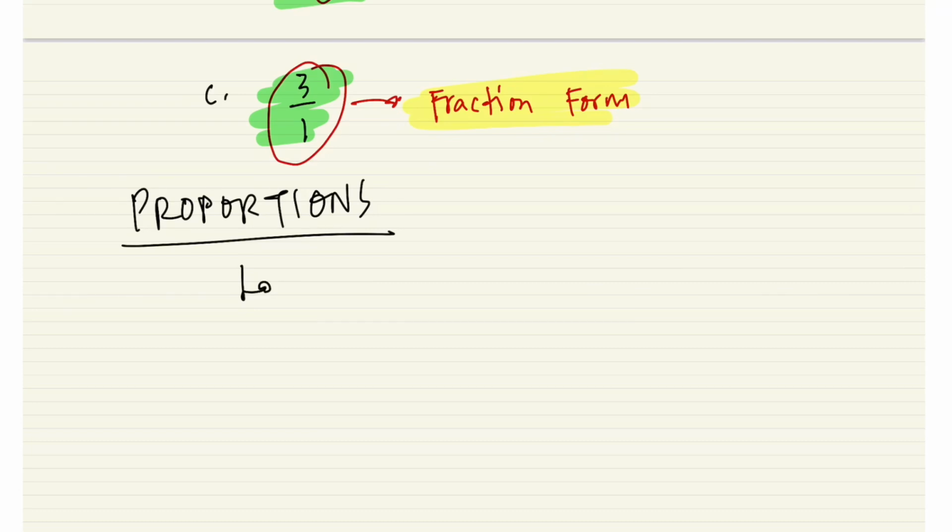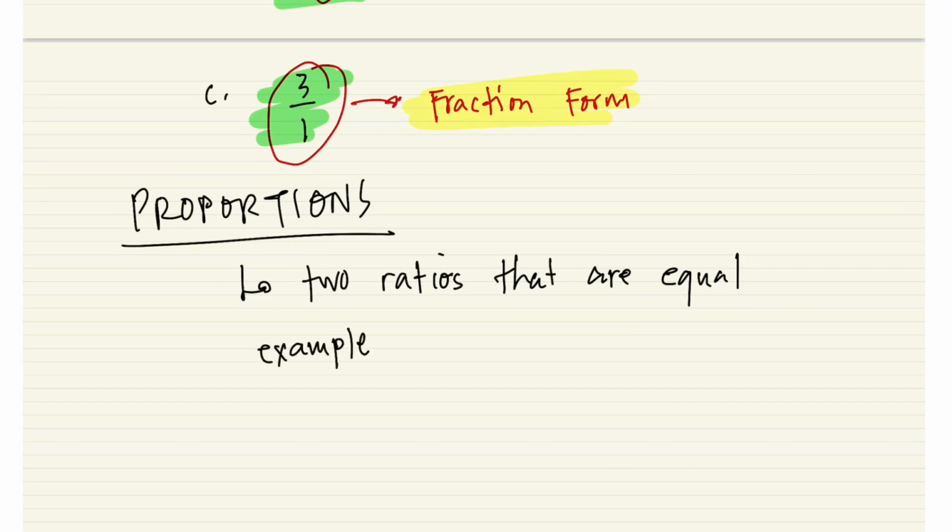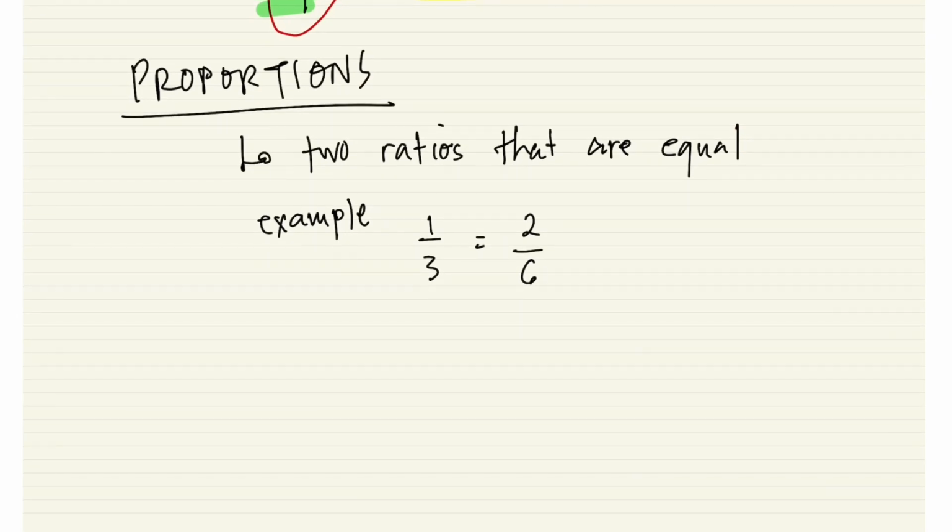Alright, it is a comparison of two ratios that are equal. Alright, example, you have 1/3 is equals to 2/6. Okay, how do we prove this, that they are equal? 1/3 is equals to 2/6.